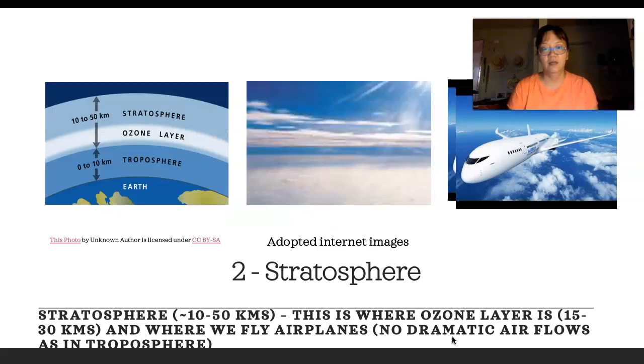The second layer is the stratosphere. It's about 10 to 50 kilometers. This is where the ozone layer is. You can see from the slide, it's sitting at the bottom of the stratosphere. This layer is very important. It absorbs UV, shielding us from the UV radiation. When this layer is depleted, we have the holes, right? The big holes of the ozone layer. The skin cancer rate dramatically increased.